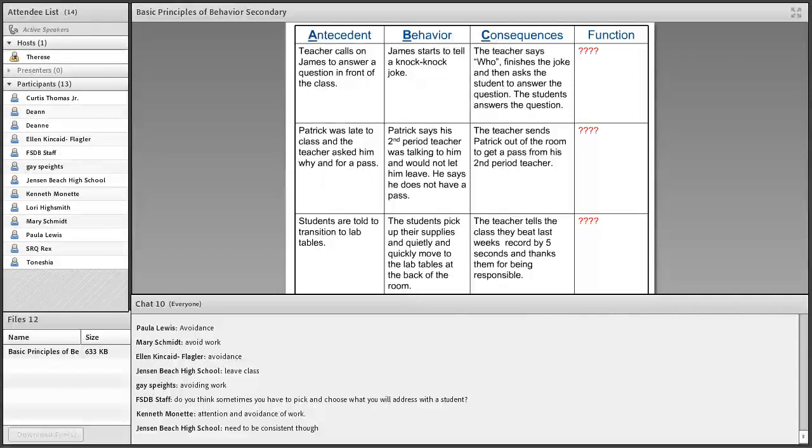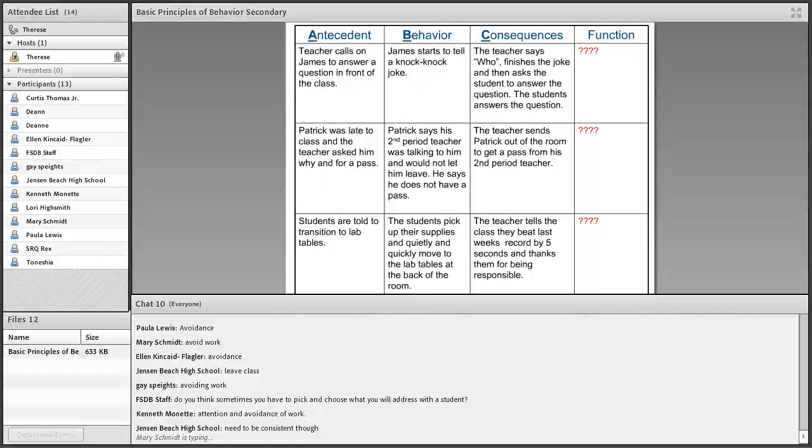So that's through that modeling effect. Okay, so then that last point there, the last antecedent, students are told to transition to lab tables. The behavior, students pick up their supplies and quietly and quickly move to the lab tables at the back of the room. So that's an appropriate behavior we like seeing. What happens immediately after that? The teacher tells the class they beat last week's record by 5 seconds and thanks them for being responsible.